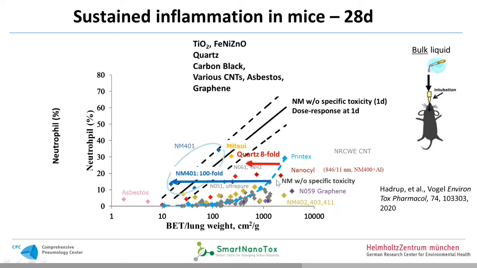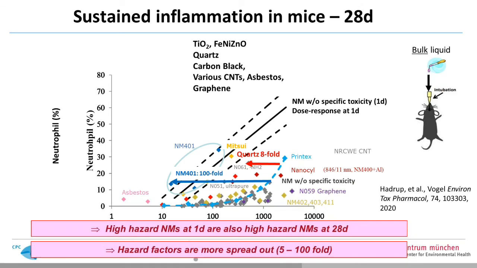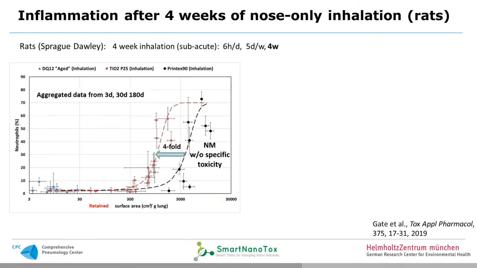So ultimately, then you can define this hazard factor again relative to Printex as my reference material. You see 8-fold for quartz, you see like 100-fold for the carbon nanotubes NM401, which is a long and thick one, which are known to be highly toxic.